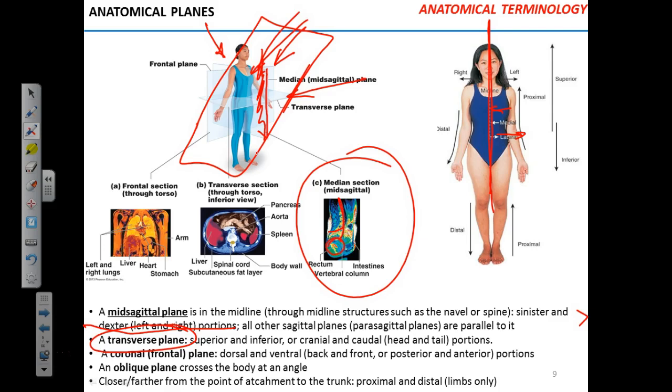So if I ask you, what is the relation of your nose to your mouth? Your nose to your mouth is superior. You always use the plane that's easiest to separate them. Like, you cannot really separate nose and mouth using the mid-sagittal or coronal plane. Does that make sense? Okay?